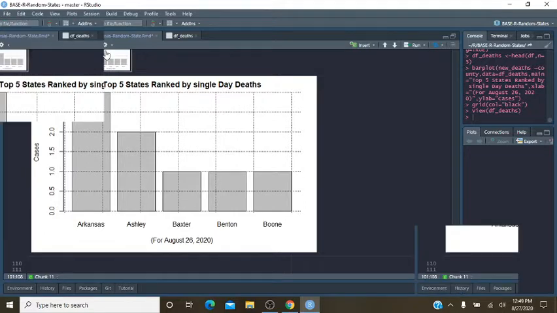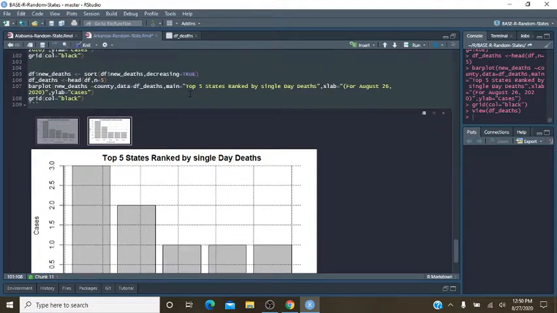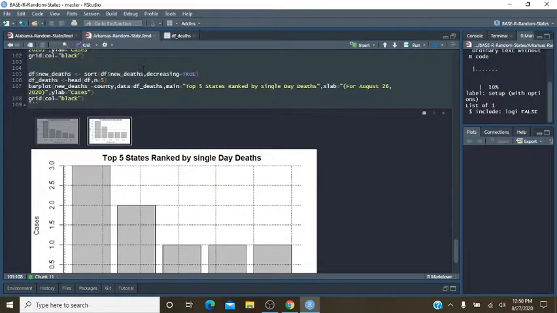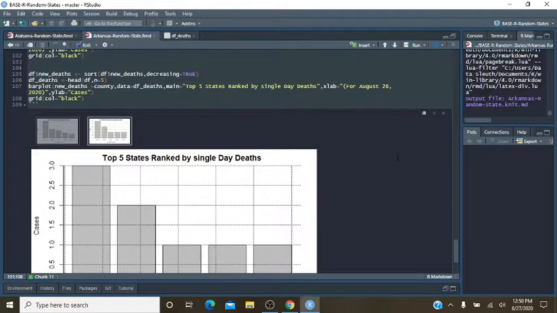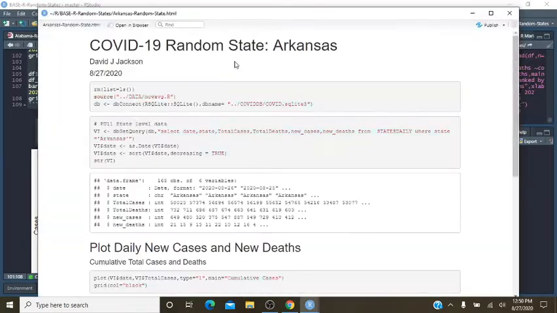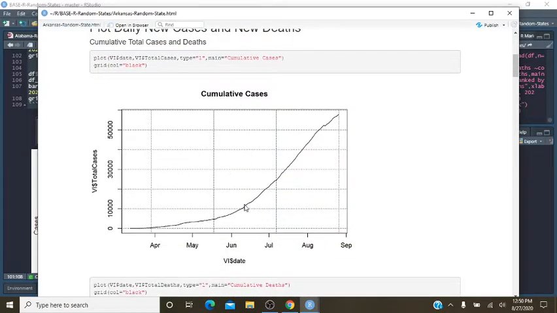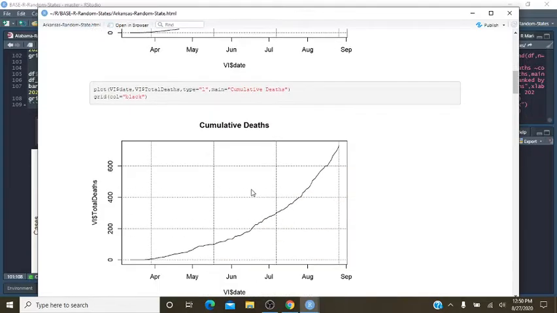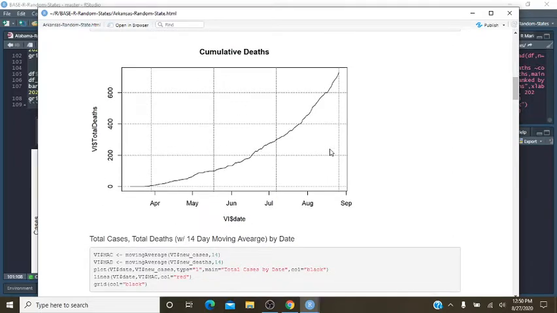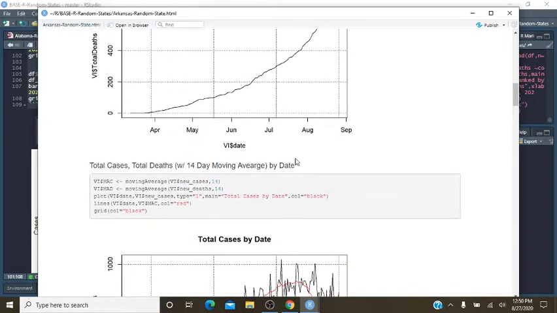Okay, so let's just rerun the complete report from the top and do a review. For Arkansas, cumulative cases as expected. Of course, I think the concern here is this continues at a fairly steep slope. It's not really leveling out any. Deaths continuing up. Cumulative deaths will never decrease. They can flatten, but they'll never decrease.